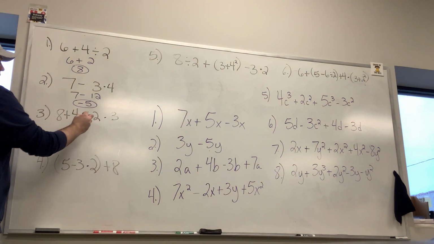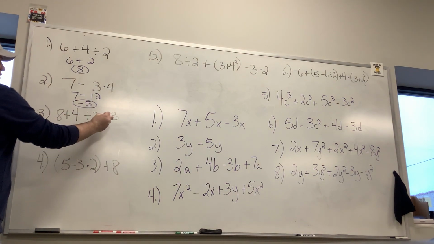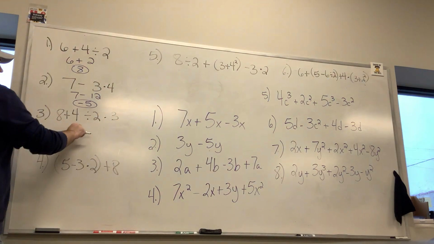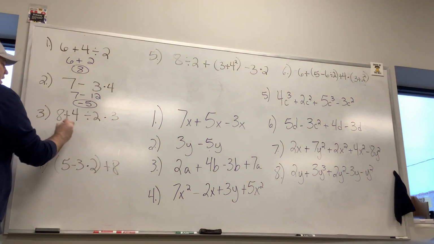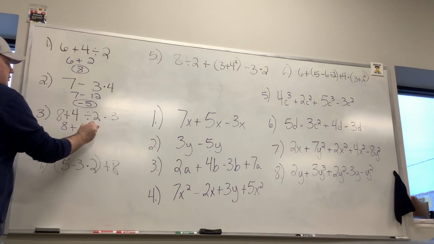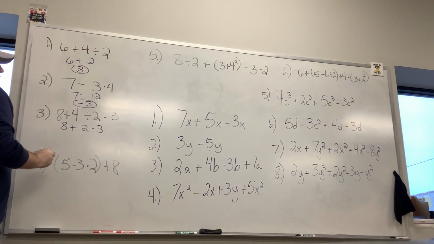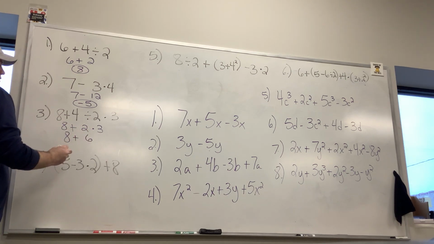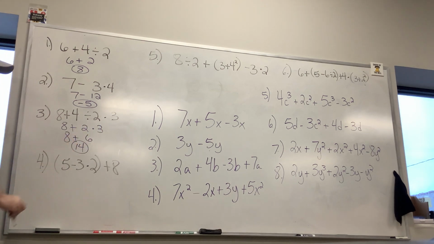This one, we are going to do the division first, even though you think M and D, they're a tie, so it's left to right then. So you're going to get 8 plus 4 divided by 2 is 2. Okay, and you still have to do the times 3 before you do the addition. So it's 8 plus 6, 2 times 3 is 6. So you should have ended up with 14.